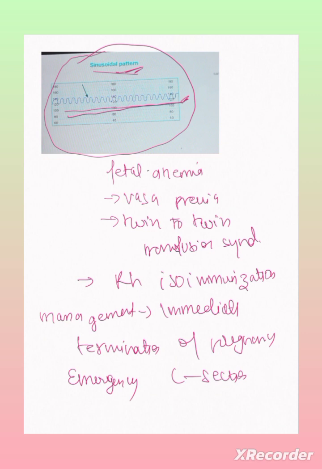Now let's talk about the third thing which you may see on the non-stress graph, and that is acceleration. So fetal heart rate acceleration. Now what is fetal heart rate acceleration? Whenever there is a fetal movement, fetal heart rate would increase, and the increase would be 15 beats per minute for 15 seconds. That is what is called fetal heart rate acceleration.